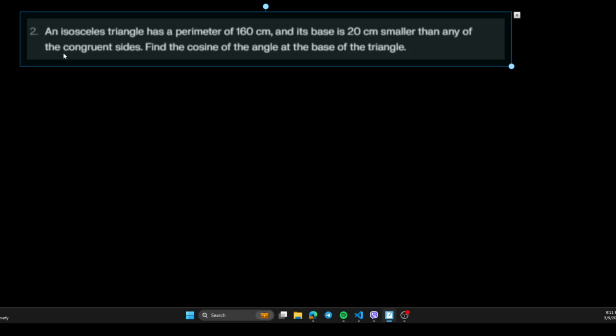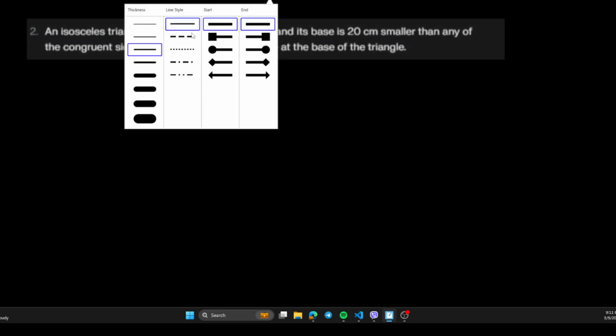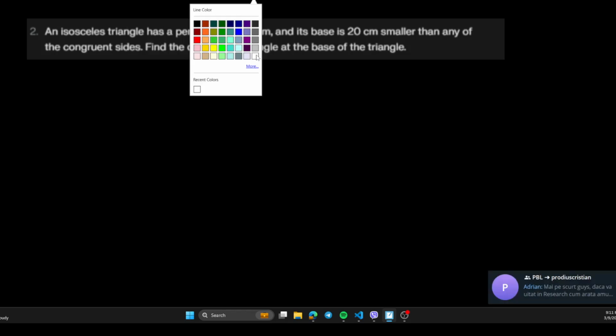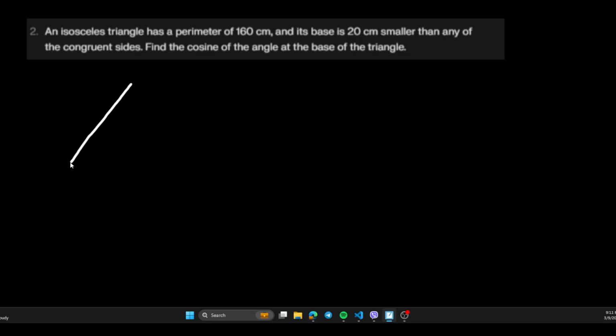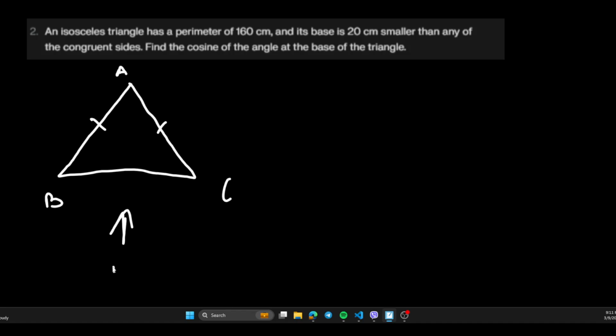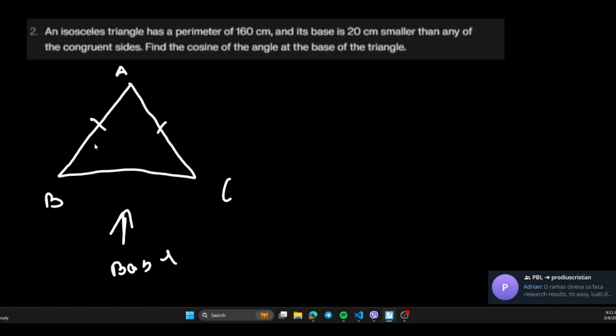Okay, sure. Alright, so you have an isosceles triangle. You know what an isosceles triangle is? It's a triangle where maybe some sides match, or maybe all of the sides match. Only two of them match. So these two are matching. This one is called the base. This one is called lateral.